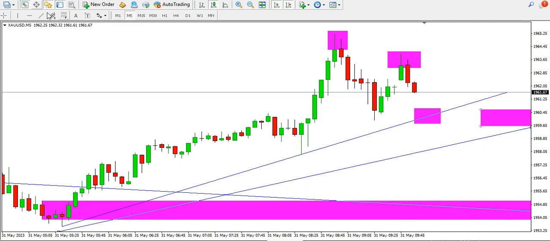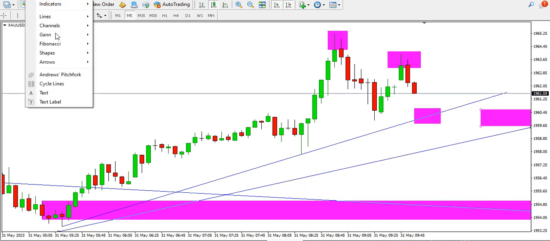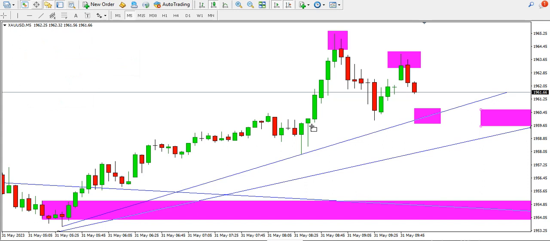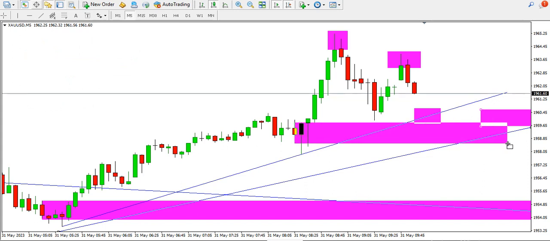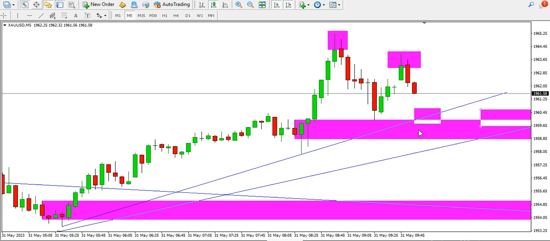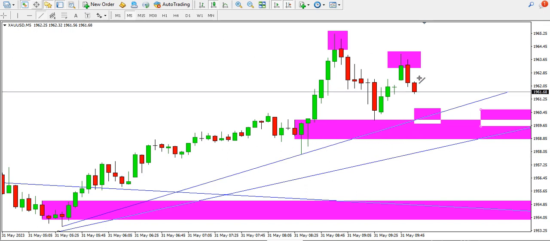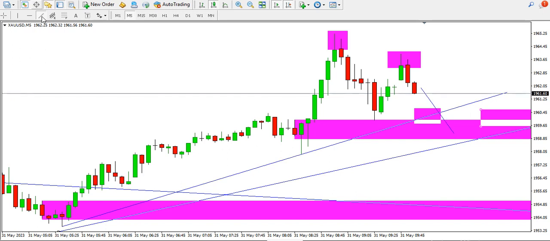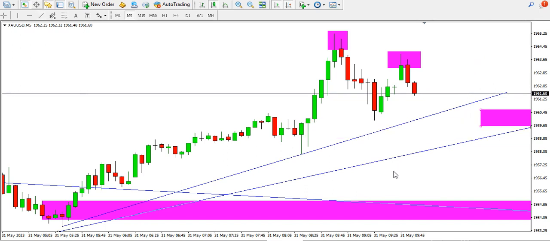Apart from that ascending trend line, on the 5 minute time frame we have this order block serving as a support around here. Talking about the 1958 level, we might have some level of support around there. Price could drop to that level and then find some support before going up. Okay, so that's that for the 5 minutes time frame for gold.